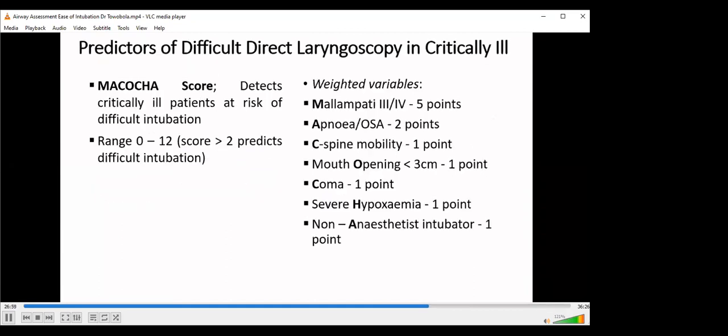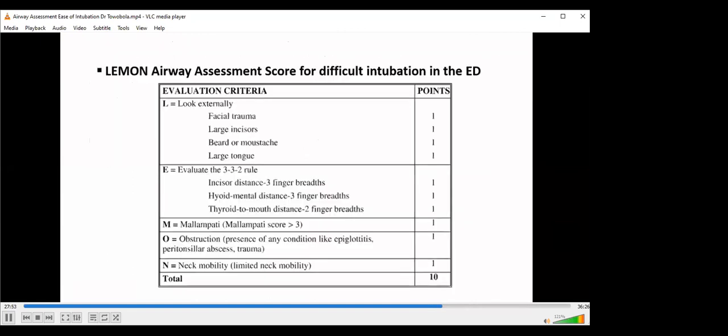The MACOCHA score detects critically ill patients at risk of difficult intubation. It has a range of 0 to 12, and a score of greater than 2 predicts difficult intubation. The MACOCHA score is like an aide-memoire. The M stands for Mallampati, A stands for apnea, C stands for C-spine. The O in mouth opening is what is used in this score. C stands for coma. H is for severe hypoxia, and all these have 1 point. And the non-anesthetic intubator also has 1 point.